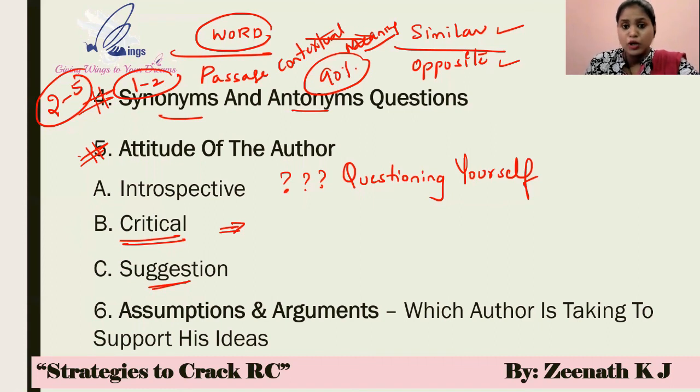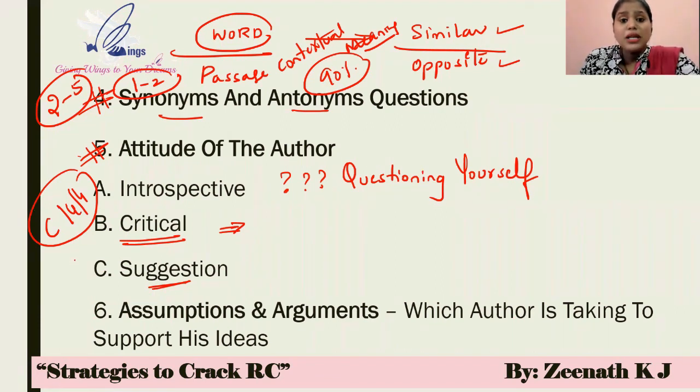Again, I would like to make it very clear, my dear friends. Usually in CAT, GRE, GMAT, you will have 1 question minimum on attitude of the author. But in company specific question papers, my dear friends, it is a 50-50 chance. You may come across a question on attitude of the author, you may not.